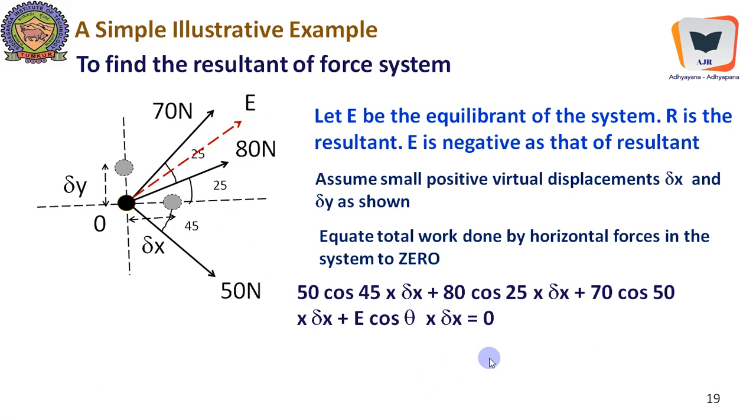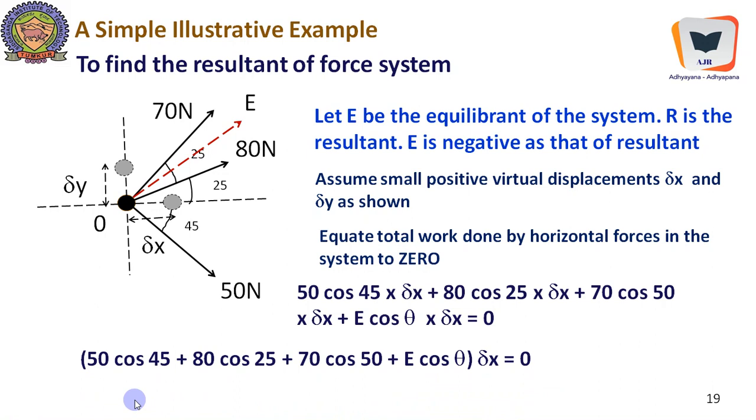And we will just make del x a common factor and we will take out the other things, 50 cos 45, 80 cos 25, 70 cos 50 and E cos theta equal to zero. Del x cannot become equal to zero because we have assumed this virtual displacement to be there. If it becomes equal to zero, there is no question of solving any problem under virtual work method concept. Therefore, this cannot be equal to zero, though it is not there.